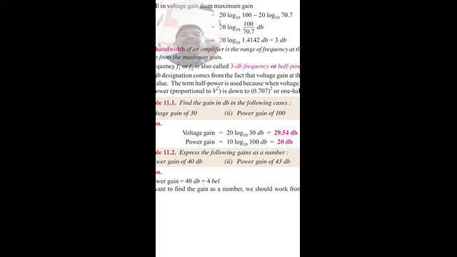Power gain of 100, in dB, power gain is 10 log of 100 to the base 10, so it is 10 log of 10 power 2 to the base 10, so it is 2 into 10, that is 20 dB.